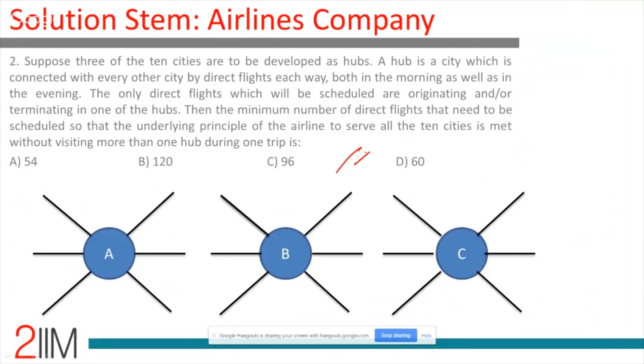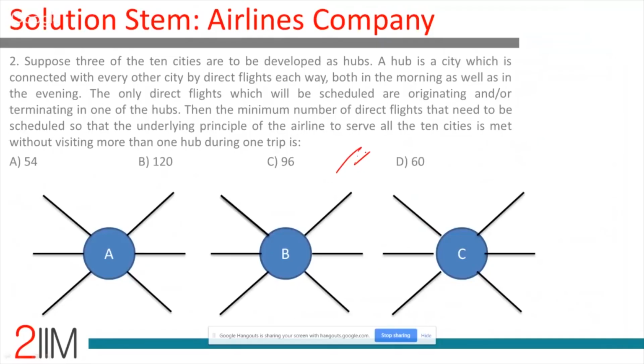The only direct flights which will be scheduled are originating and/or terminating in one of the hubs. Then the minimum number of direct flights that need to be scheduled so that the underlying principle of the airline to serve all the 10 cities is met. So the underlying premise is if you have P and Q, 2 cities, you should be able to go from P to Q in the morning and return from Q to P in the evening. And you should be able to go from Q to P in the morning and return from P to Q in the evening. That's the underlying principle. So that is what we want to meet in all kinds of combinations.